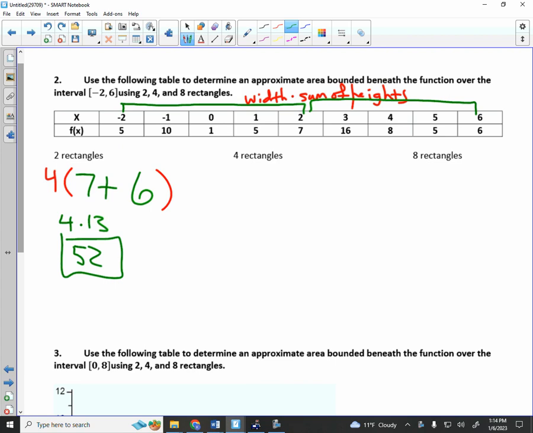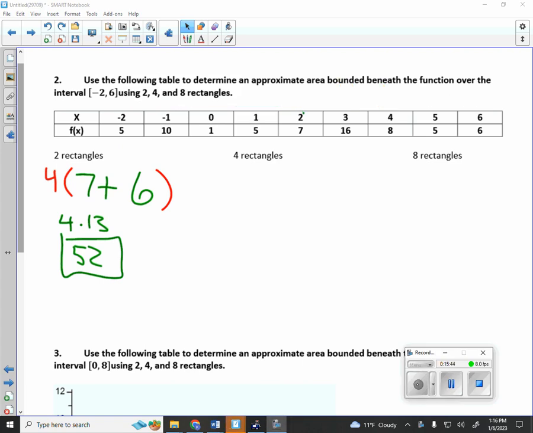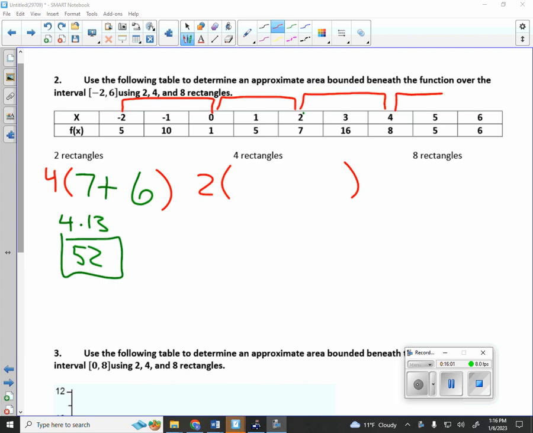Work with your partner, see if you can come up with the 4 rectangle. Go. See where you got? There, the width is 8. There are 4 rectangles. So what is the width of each rectangle? 2. Any questions how I got 2? So then I go 2 units, 2 units, 2 units, and 2 units.